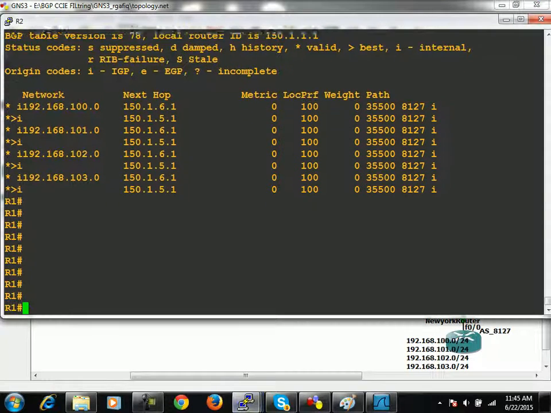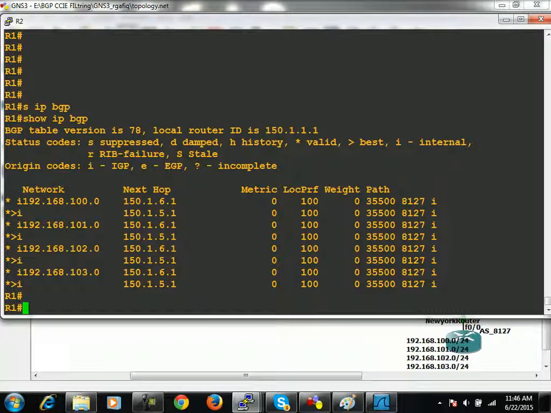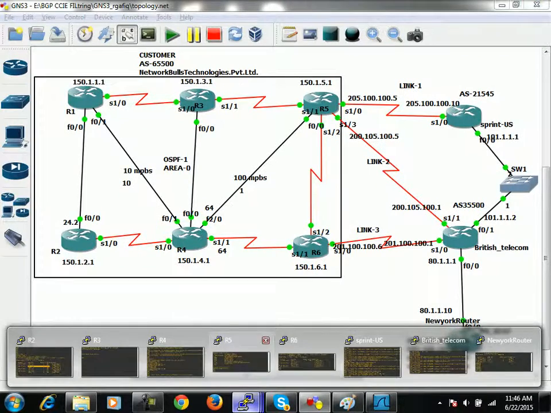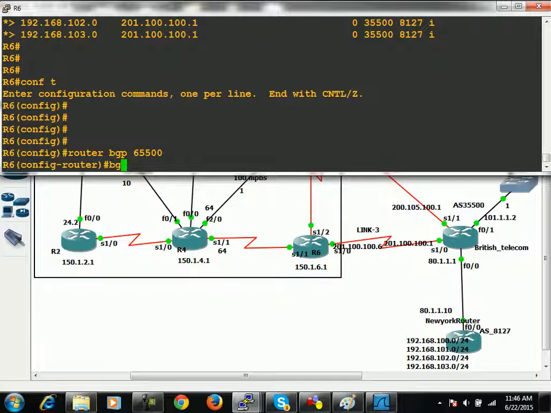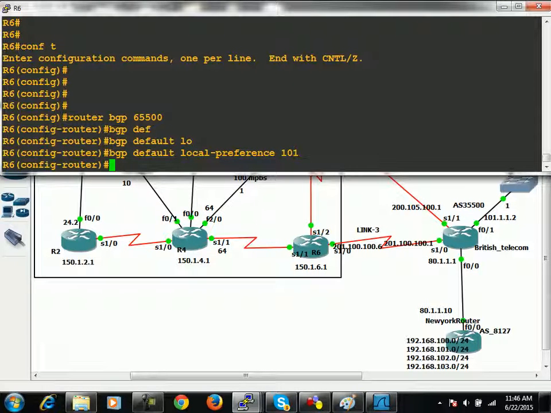Now let's move back again on R1. Show IP BGP for all prefixes. Its best path is via R5. Let's make it via R6 using local preference this time, right? So see, from R6 it is receiving its local preference as what? 100, which is the default. So move back again on R6 now. Router BGP 65500. You can also configure the command bgp default local-preference, in place of 100, make it 101. This is the way in which you can modify the default local preference of a device.